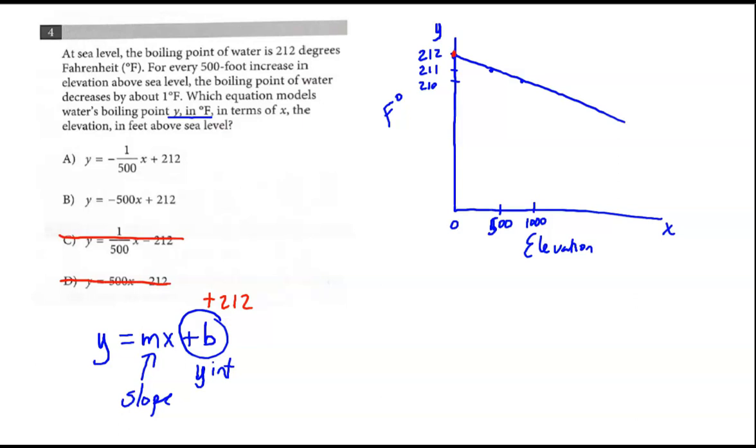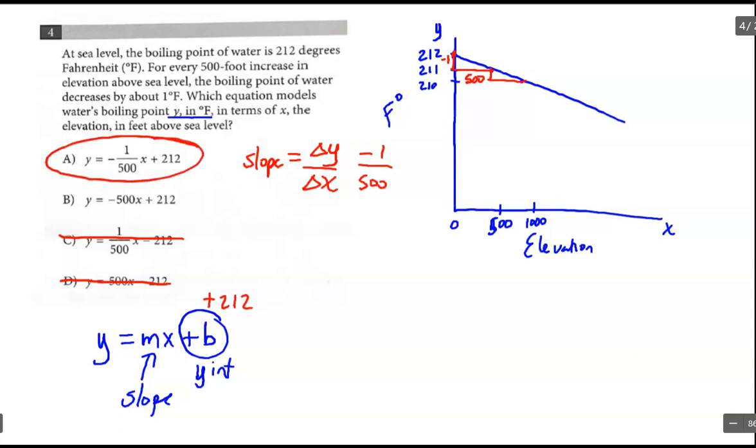And remember that slope is the change in y. That's a Greek letter, delta, that represents change. The change in y over the change in x. So we are dropping 1 as we're running 500. So we drop 1, we run over 500. We drop another 1, 500. So our 1 goes on top and our 500 goes on bottom. So the correct answer here is A.